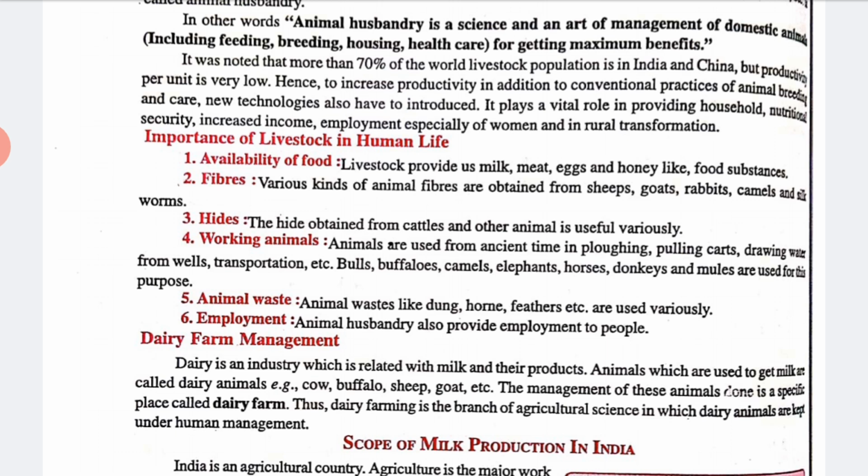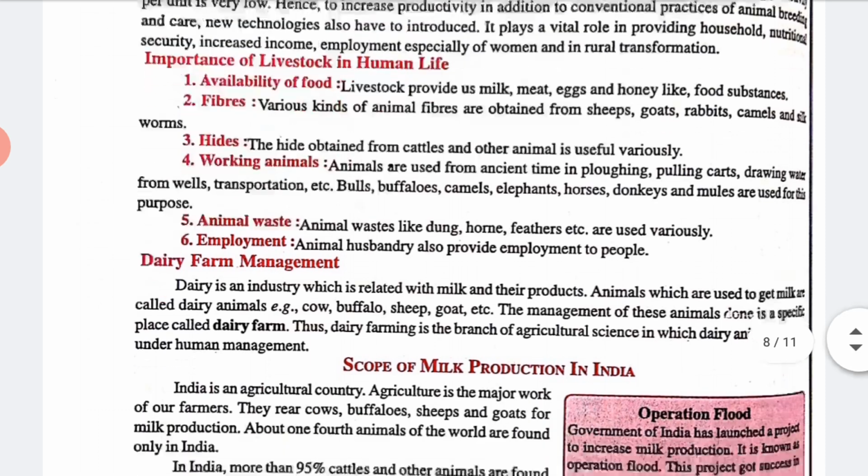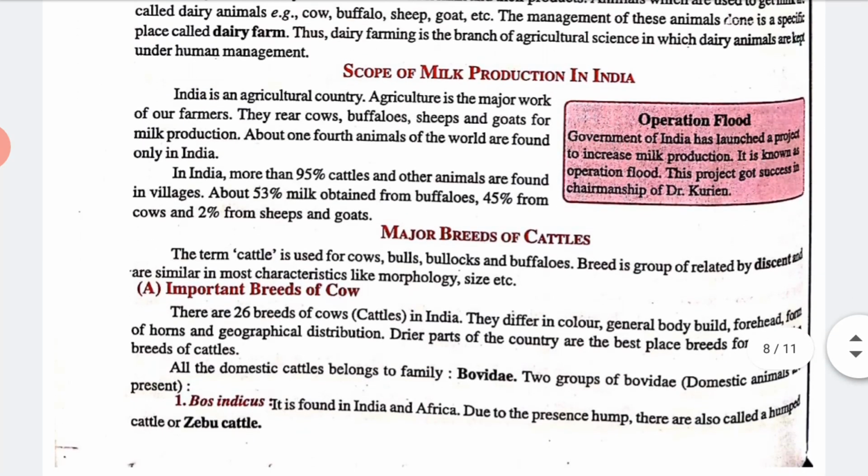Okay, now employment means animal husbandry also provides employment to people. Yes, we will get a type of job, we can say, right? So these are all the importance of livestock in human life. Okay, so we have the scope of milk production in India. So what is the scope of milk production?